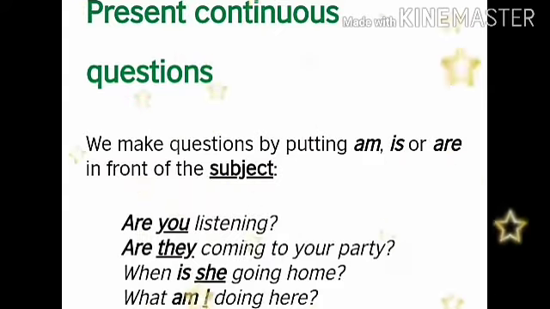And then we have interrogative sentences, which are also very simple. In this, we are supposed to use the helping verb before the subject. Like, are you listening? Are they coming to your party? When is she going home? In this sentence, we have a WH family word, but the verb is used before the subject.